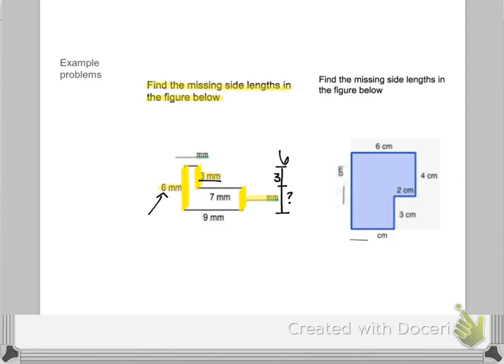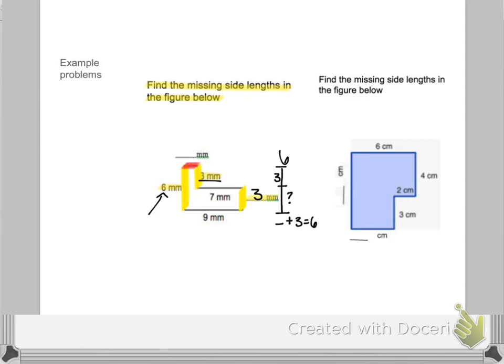This is the math problem we're thinking about. What plus 3 is equal to 6? Well, 3 plus 3 is equal to 6. So 3 is our missing side length. Now let's take a look at the horizontal pieces.